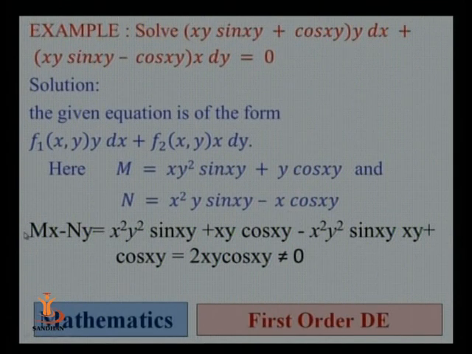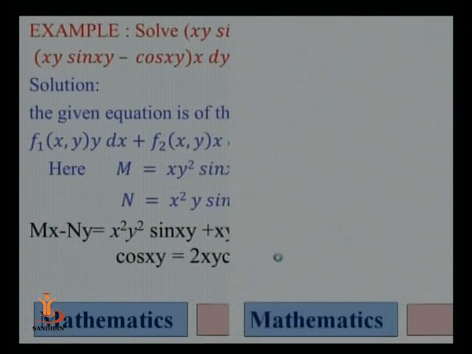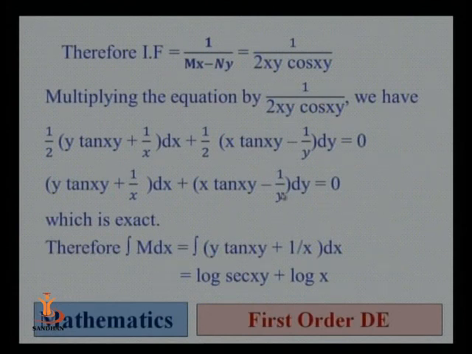Take the integrating factor. How can we find the integrating factor? Take Mx minus Ny: multiply M with x, minus multiply N with y. The answer is 2xy cos xy, which is not equal to 0. So the integrating factor is 1 upon Mx minus Ny. We have this. Multiply this integrating factor to the differential equation. We are getting this differential equation.